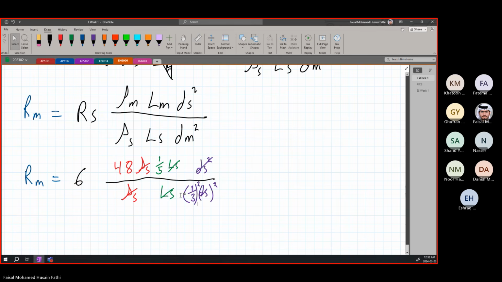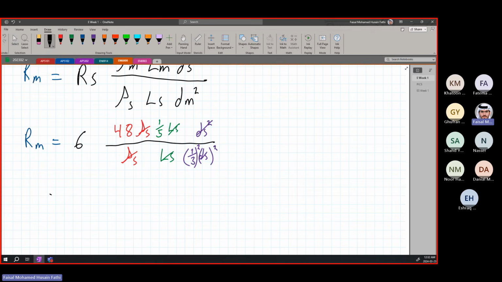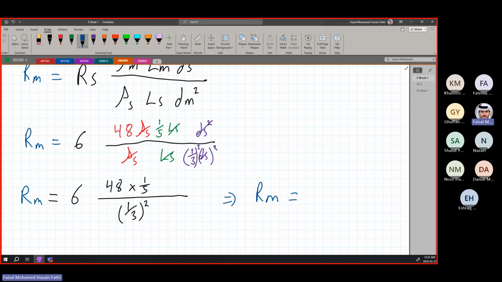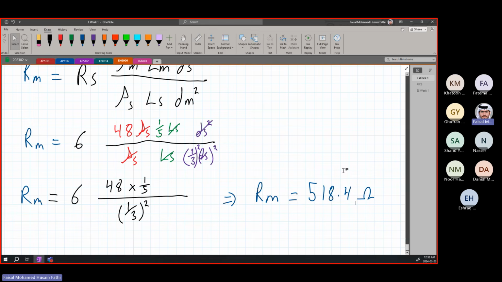Again, this is just some basic math. So what we'll be left with is 6 times 48 times 1 over 5, over 1 over 3 squared. And that's your final answer for Rm. You just put this in the calculator, and you will get that Rm is equal to 518.4 ohms. That's pretty much it. That's the whole solution.